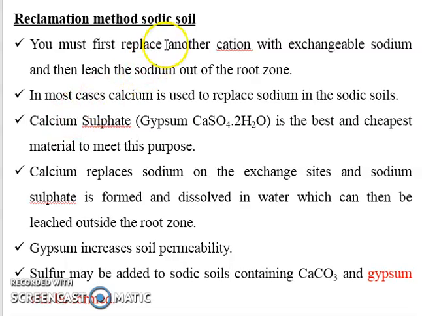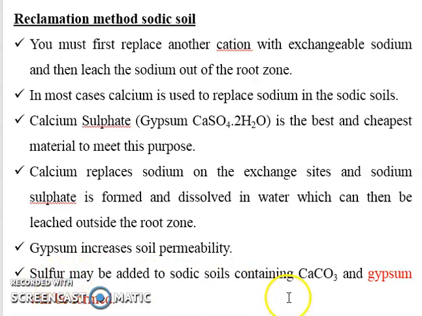How to reclaim sodic soil? The first step is to add gypsum. You must first replace the exchangeable sodium, and then you use another cation like calcium instead of sodium in the exchangeable complex, and leach the sodium away from the root zone. In most cases, calcium is used to replace sodium in the sodic soil. Calcium sulfate, gypsum, is the best and cheapest material for this purpose. Calcium replaces sodium and aggregation is conducted.